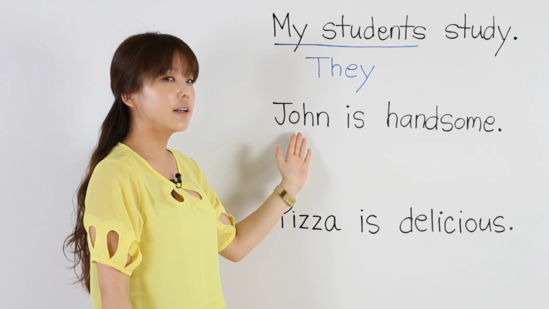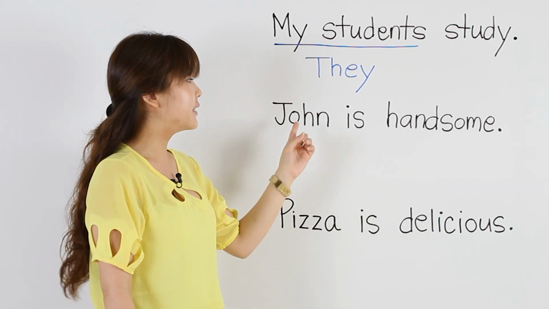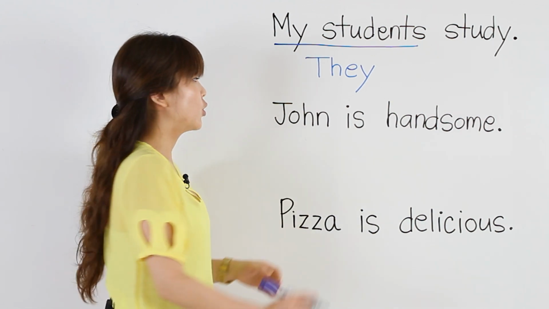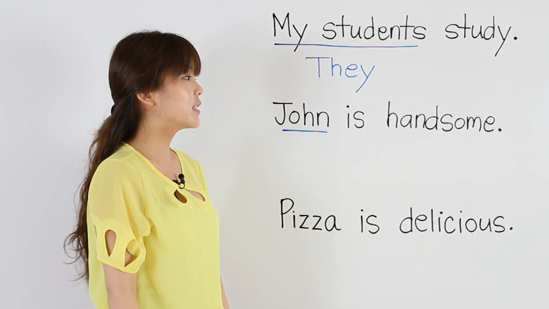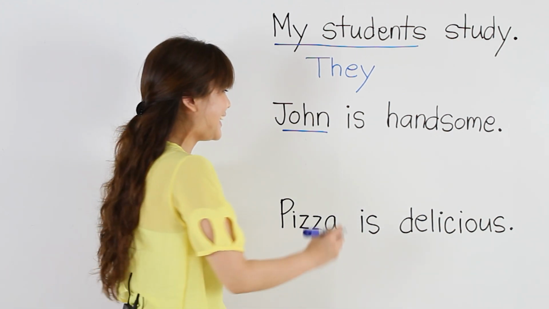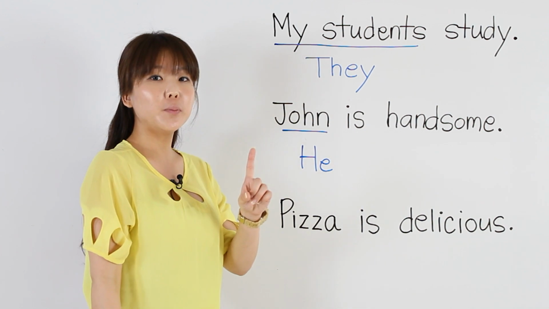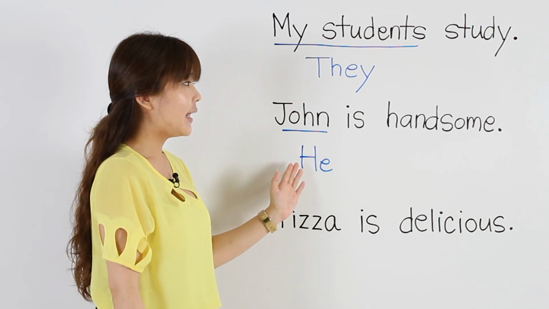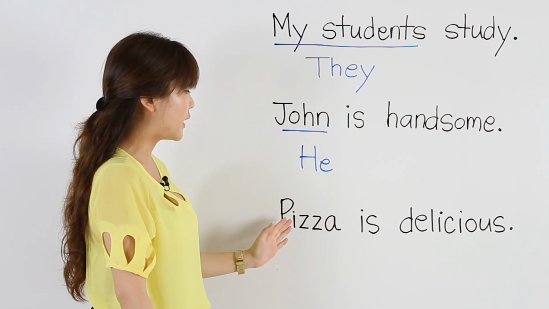The next example, John is handsome. Okay, John, that's a person. There's only one, right? And it's a boy, John. So what should we use? We have to use the subjective pronoun he. One boy, we say he. He is handsome. Okay, the last one.